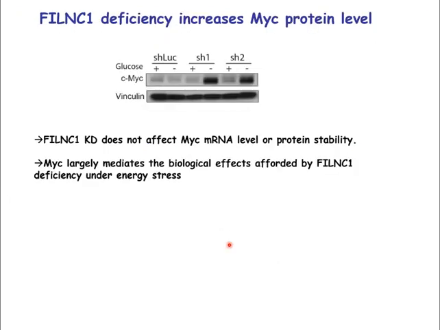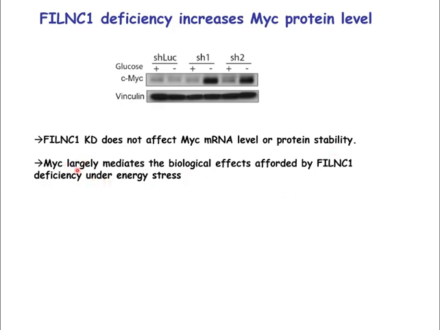Now I'm going to talk, for just the last couple of minutes, about the mechanism of how this non-coding RNA regulates glycolysis. We found that this non-coding RNA can regulate the MYC level. MYC, as you know, is a key transcription factor which regulates glycolysis and also plays an important role in tumor biology. If we knock down this non-coding RNA, we see a significant increase in MYC protein level under glucose starvation. I should mention that this knockdown does not affect the MYC mRNA level or its protein stability, but specifically affects its protein translation.